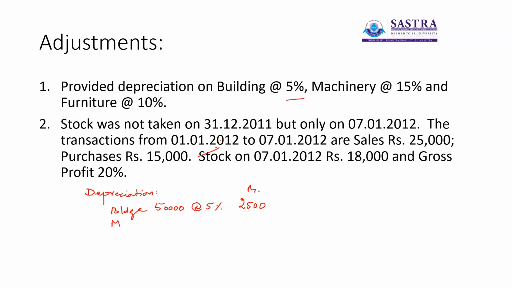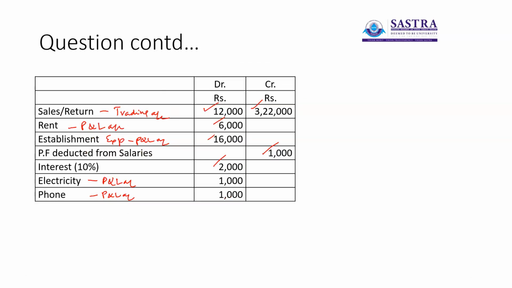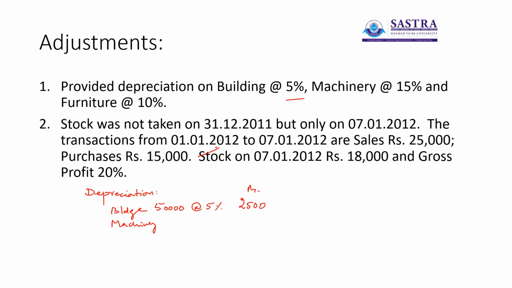Machinery, value of machinery we checked 22,000. There is no additions, so 22,000 is the value as per trial balance, on which 15%. So 10% is 2,200, half of which is 1,100. So it should be 3,300.